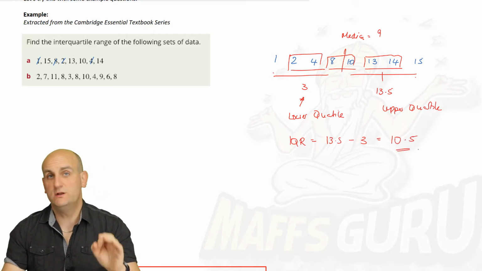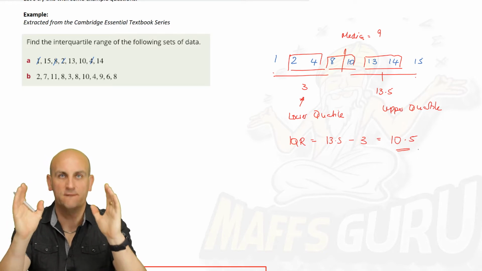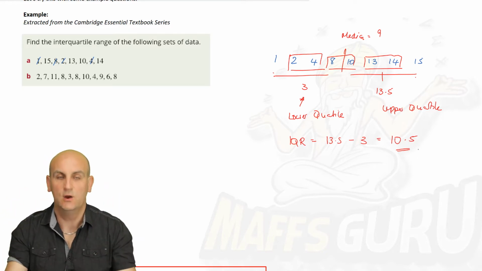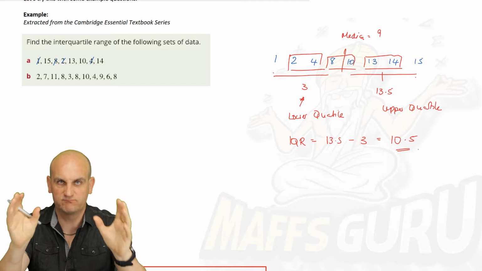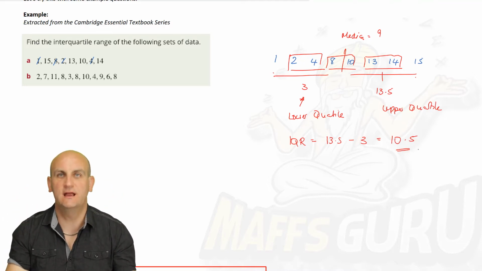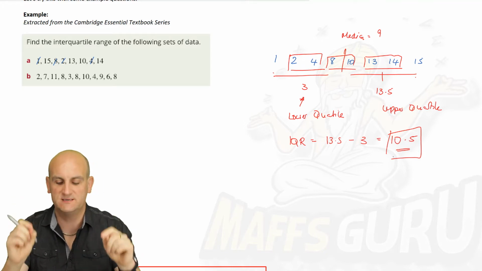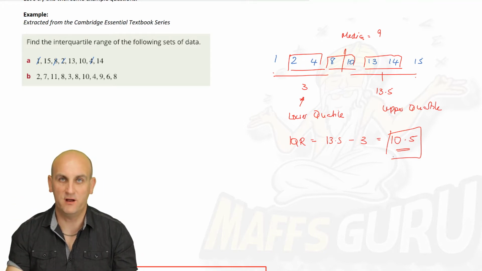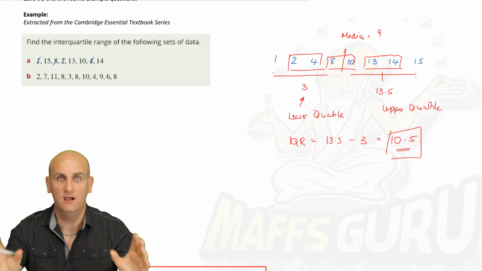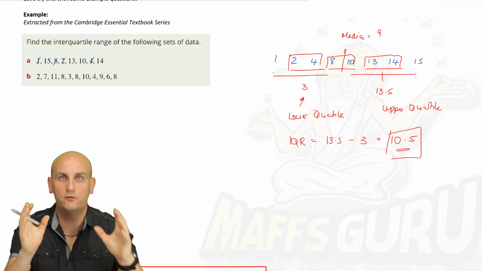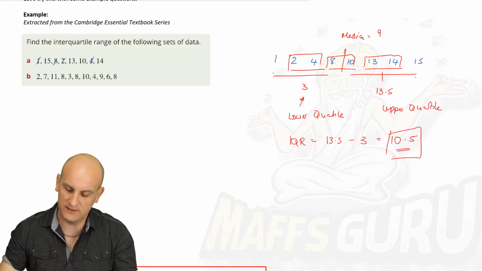Now again, the reason we're doing this is we've looked at the middle 50% of the data. Yes, we've looked at that middle half of my data to get rid of those outliers. And what we're saying is that the spread of the middle 50% is 10.5. And as long as we do that with all of my data, then my comparison won't be affected by my outliers. Let's do the next example.